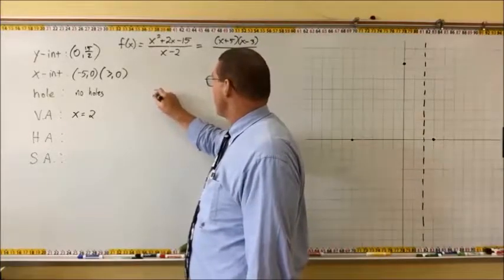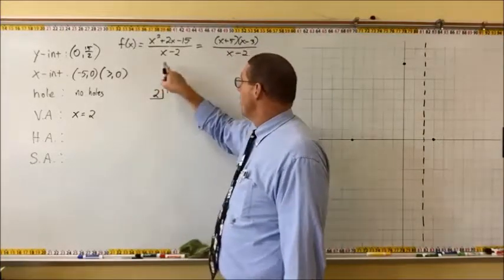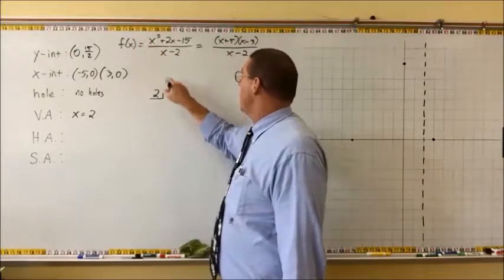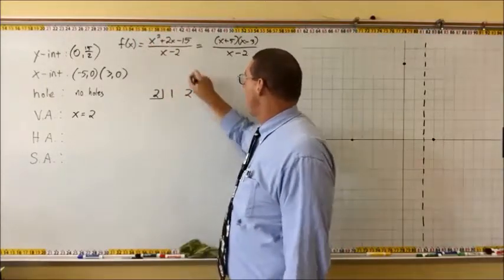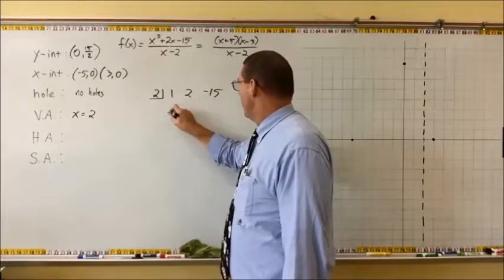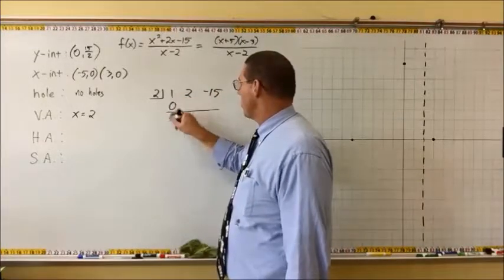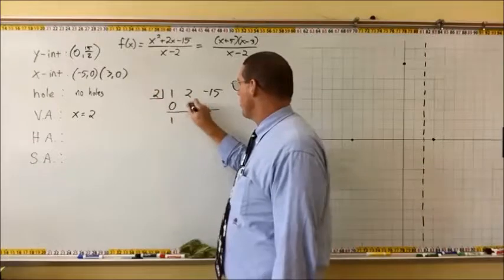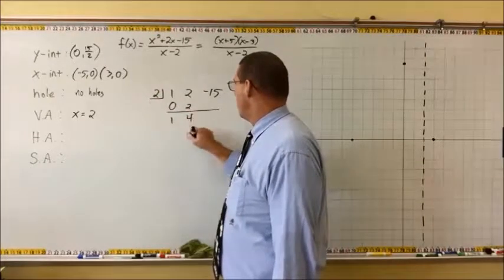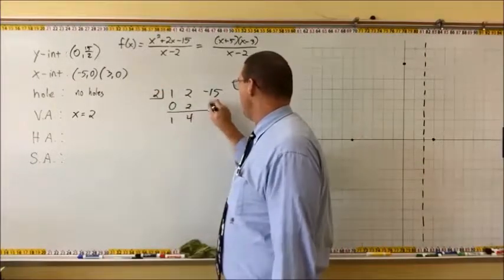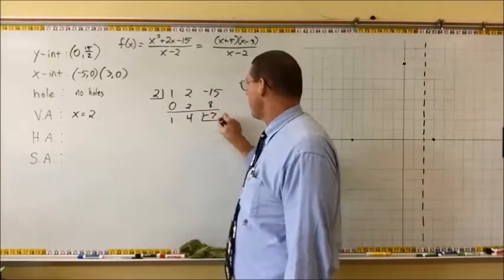We're going to put a positive 2 in the half box. Then we're going to do a 1, then a 2, then a negative 15. We're going to put a 0 here. 1 plus 0 is 1, times 2 is 2, plus 2 is 4. 4 times 2 is 8, minus 15 is negative 7, and that's the remainder.